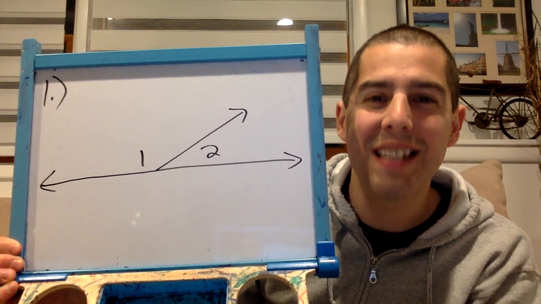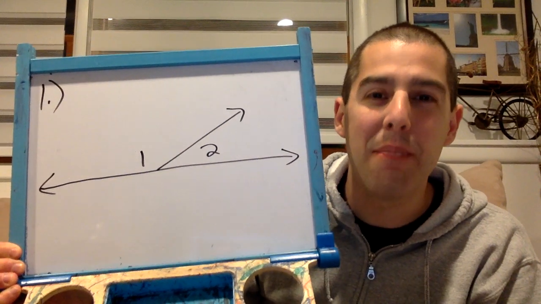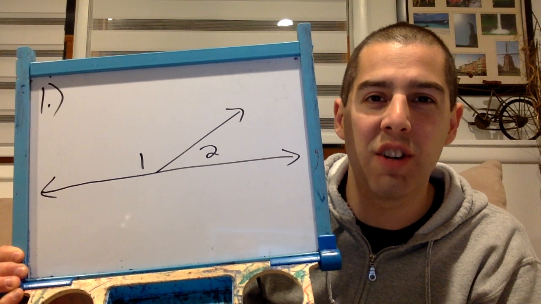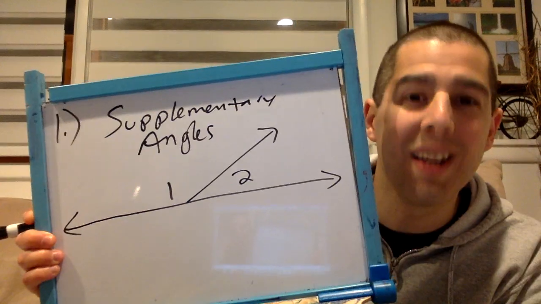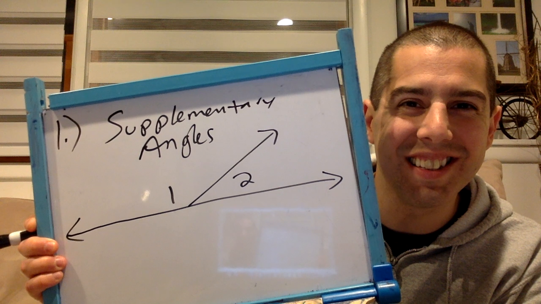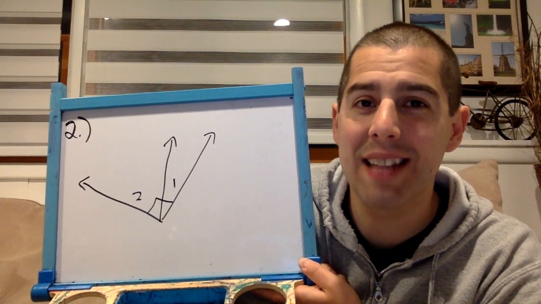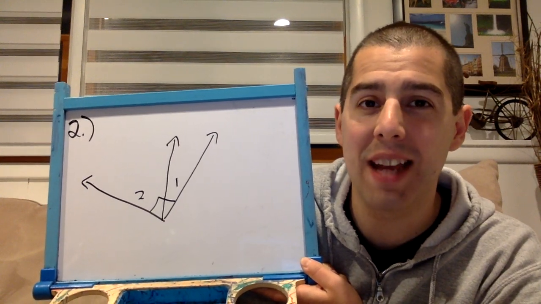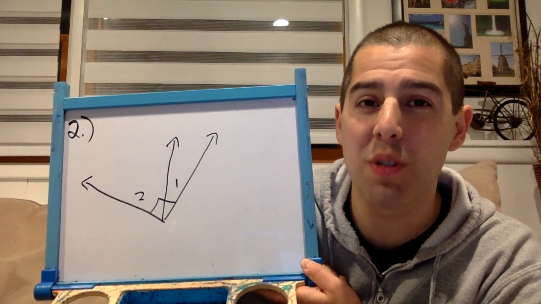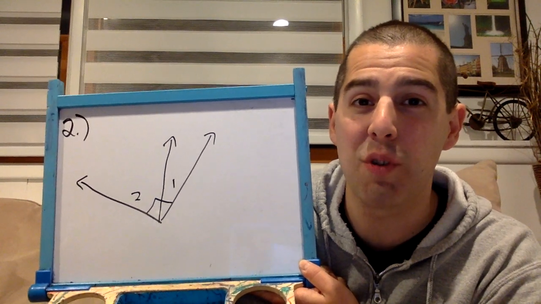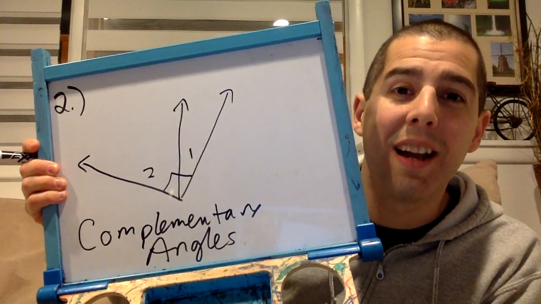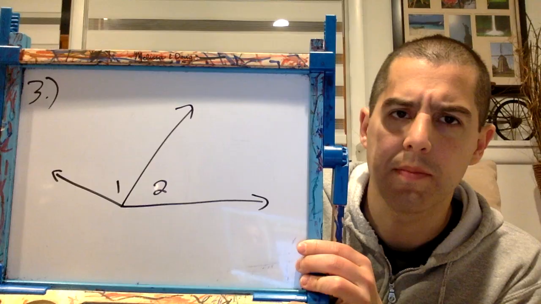Number one is clearly a straight line. It makes a straight angle of 180 degrees. So it must be supplementary angles. Number two, it's slanted, but it still makes a right angle. The box in the corner shows that it's equal to 90 degrees. Therefore, this one has to be complementary angles.